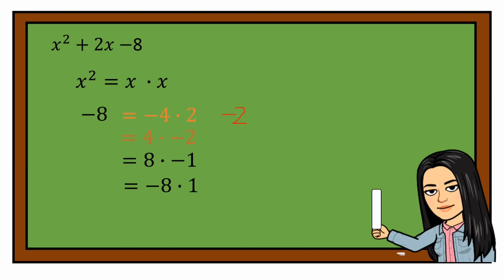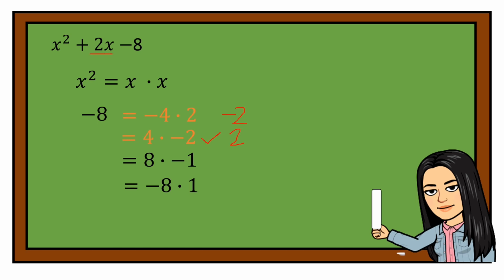Second pair, if we add 4 and negative 2, so the same rule in addition and subtraction of integers. So 4 minus 2 will give us positive 2. Since 4 is bigger than negative 2, we're going to get the sign of 4. So that's why we have here positive 2. And as you can see, this is equal to our middle term.